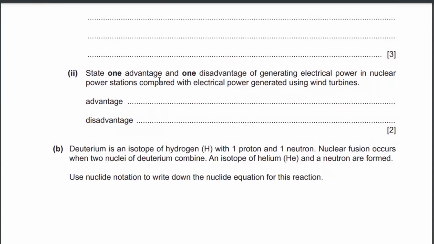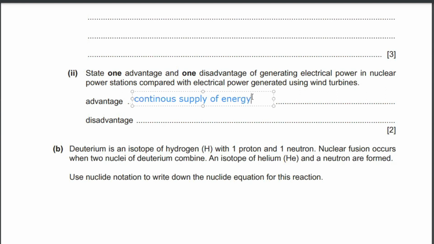Now state one advantage and one disadvantage of generating electrical power in nuclear power stations compared with electrical power generated using wind turbines. So one advantage would be, as it is nuclear, it is a continuous supply of energy. So whenever we want more energy, we can produce more just by using more uranium, or if we don't want it, we can stop it.